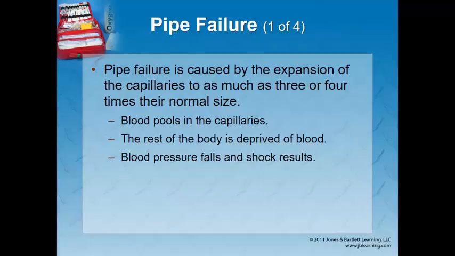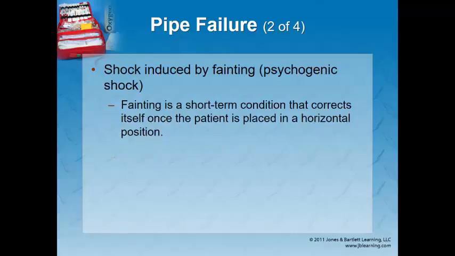Pipe failure, again, is by rapid expansion of all the vessels, including the capillaries, and so blood pools in those capillaries and the rest of the body is deprived of blood and oxygen. The result then is blood pressure will fall and shock will result. Sometimes it's caused by something very simple like syncope or fainting. We call that a psychogenic shock.